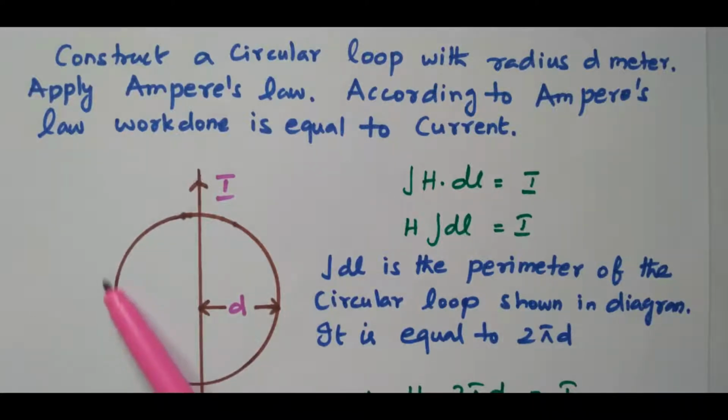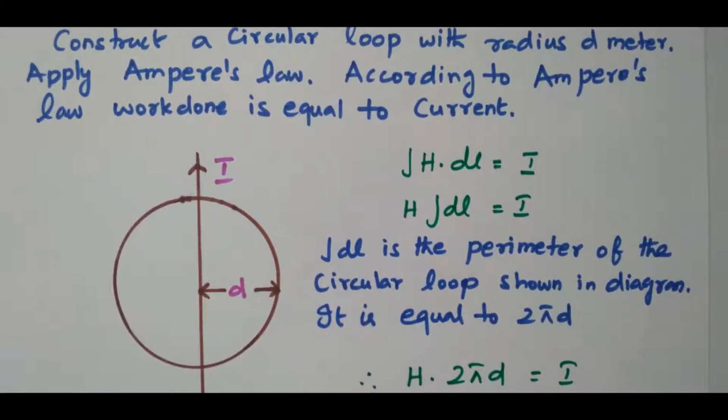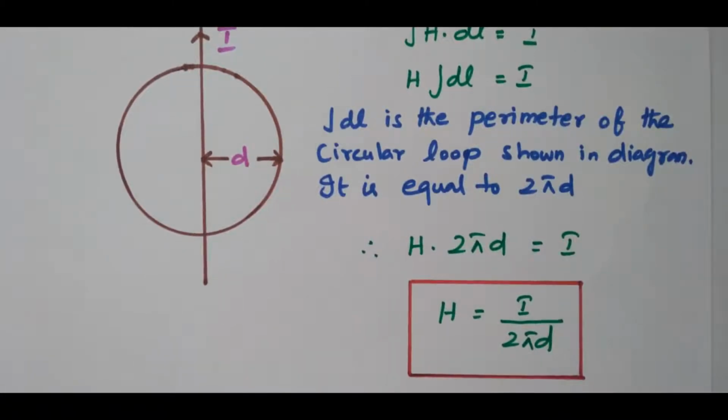In order to apply Ampere's law, we construct one circular current loop with radius d meter. According to Ampere's law, integral H dot dl equal to I. H is constant, so H times integral dl equal to I. What is integral dl? Integral dl is nothing but the perimeter, the circumference of this circular current loop. That is, integral dl is L. L is length, and length is the circumference, which is equal to 2 pi d.